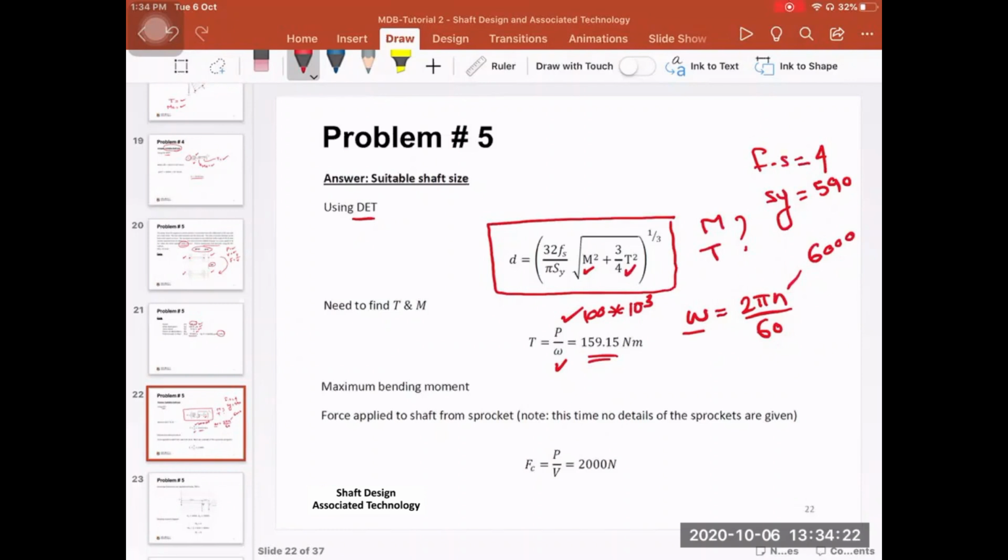In order to find the maximum bending moment, we need to first find the force on the sprocket. As I said earlier, using the power and the linear velocity of the chain, you can find the force on the sprocket. So you have a sprocket, and you have the force here on one side, and on the other side, just theoretically, you have zero force. Using the power and the linear velocity of this chain, you can find the force. So the force is known.